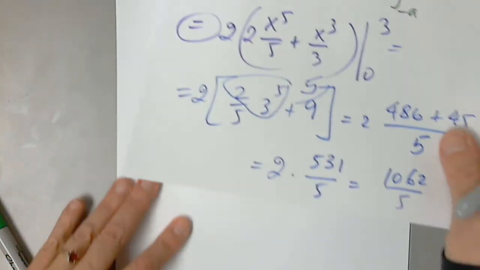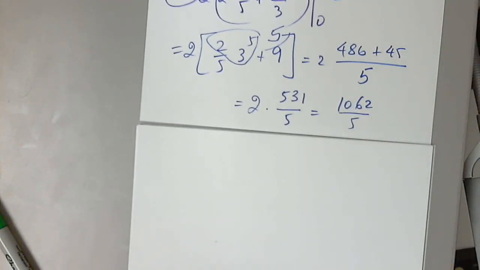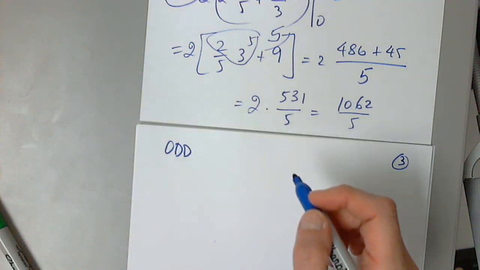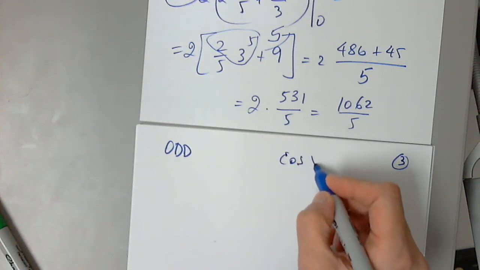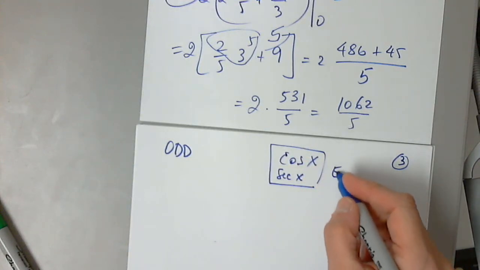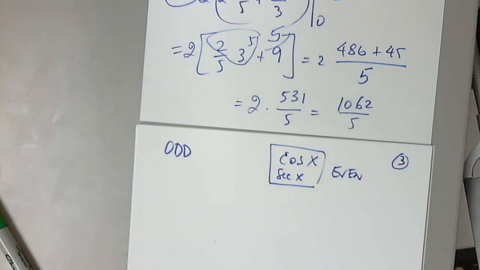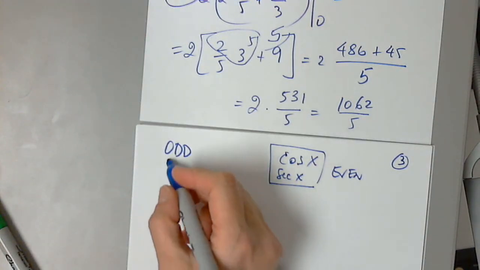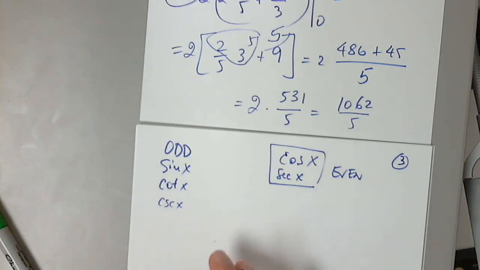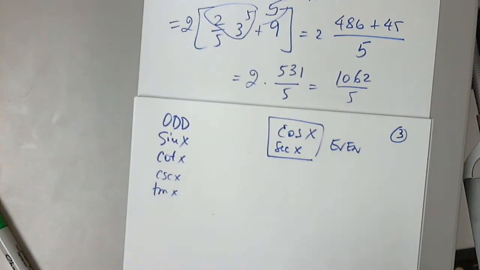when it comes to trig functions, is that your question? Yes. For trig functions, everything is odd except cosine and secant. These are the only functions that are even, the ones that have only cosine in them. Everything else is odd: sine, tangent, cotangent, cosecant.